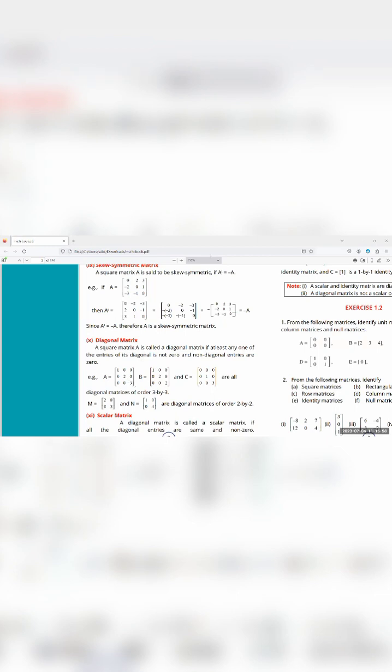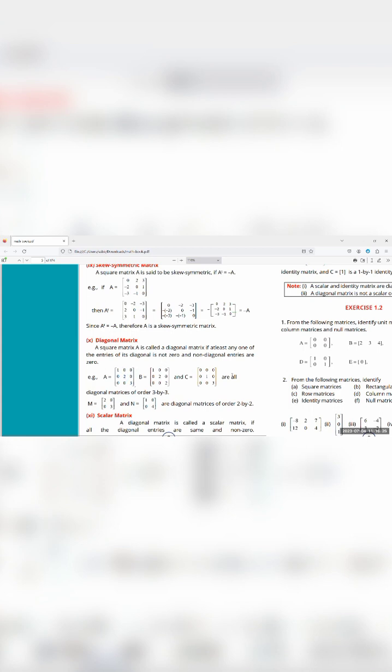Next, just see that the diagonal entries 1, 2, 3 are non-zero. They are not zero, and the non-diagonal entries are all 0. These are the diagonal entries, like this 1, this 2, and this 3, they are not 0, and the non-diagonal entries are 0.